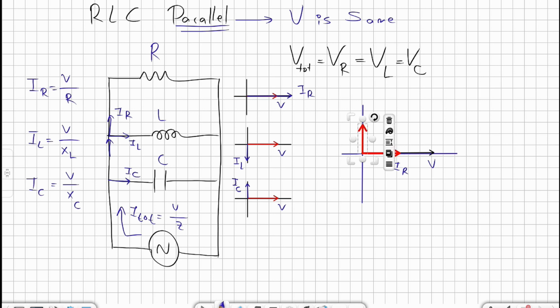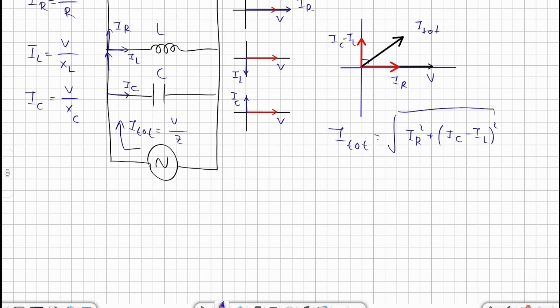Now let us have all of them together on the same graph. IR is on the x-axis. The one that is ahead is IC this time, and the one that's behind is IL. So IL is negative and IC is positive. So I will be deleting the lower side and writing them as IC minus IL. Now I have two vectors that are perpendicular to each other. When we have two perpendicular vectors, we use the Pythagorean theorem. This is the I total, and according to the Pythagorean theorem, I total will be equal to the square root of IR squared plus (IC minus IL) squared.